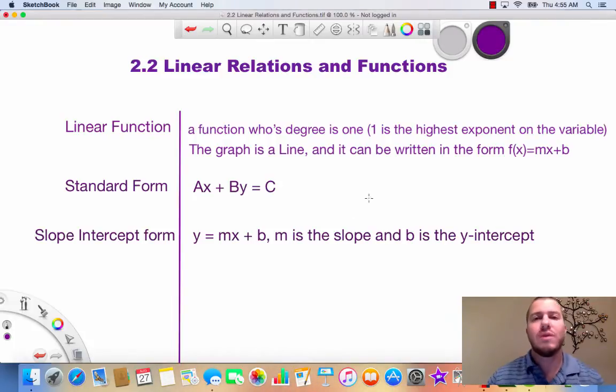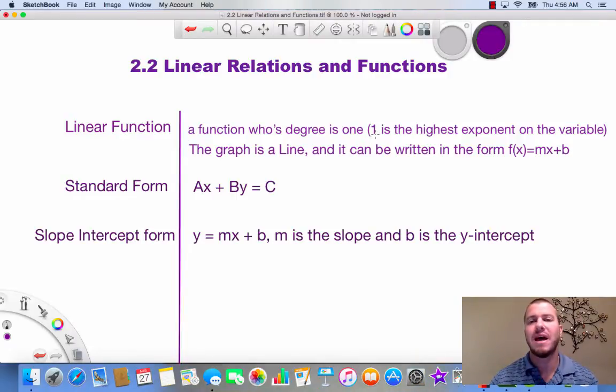2.2 is linear relations and functions. First of all, a linear function is a function whose degree is 1. That means that 1 is the highest exponent on the variable. The graph of a linear function is a line.